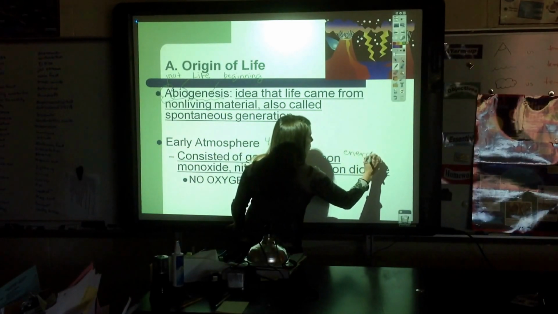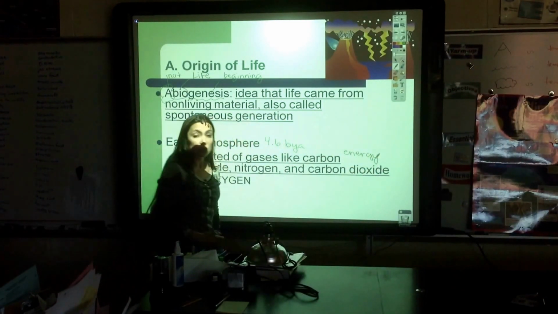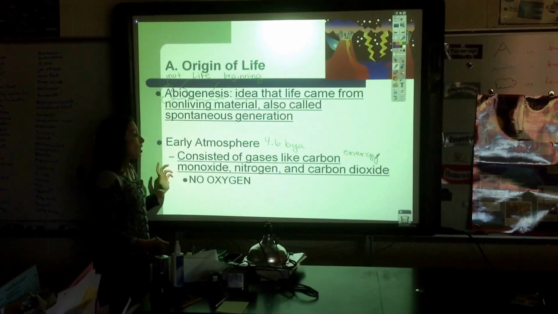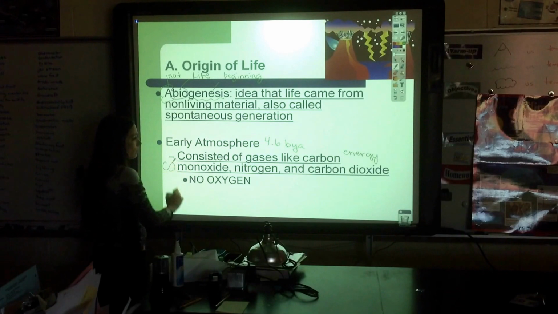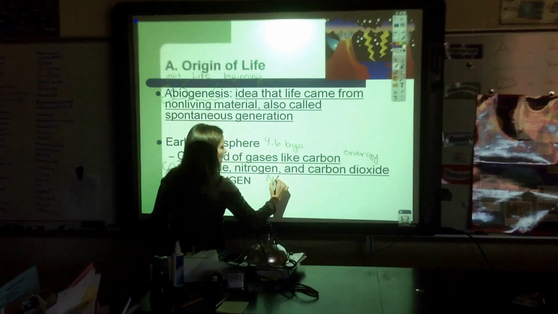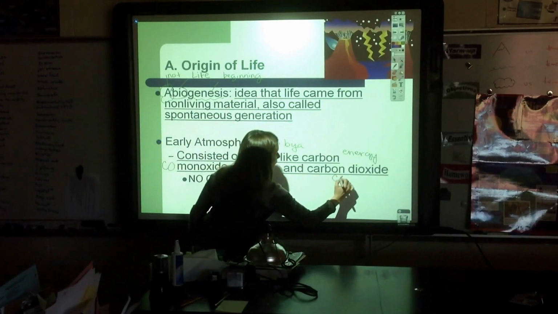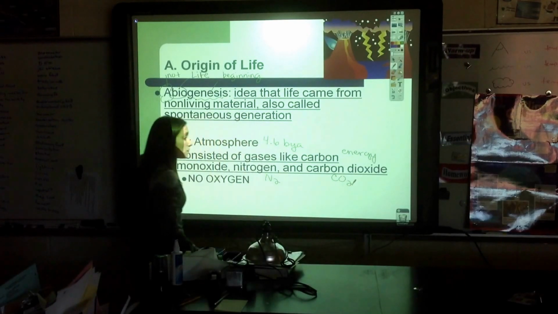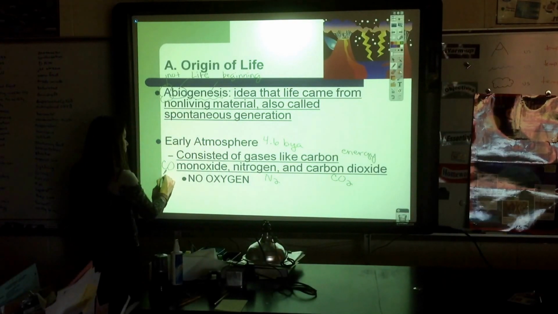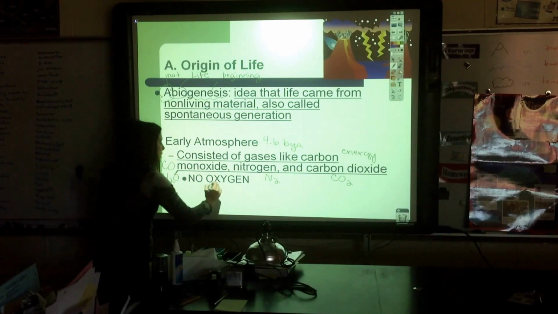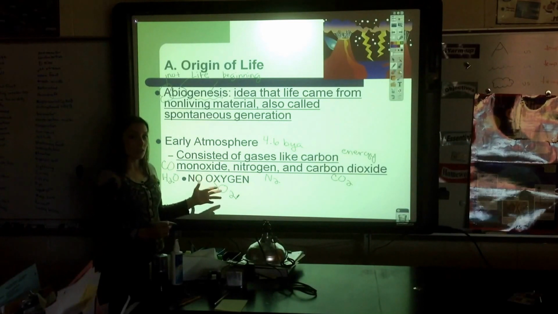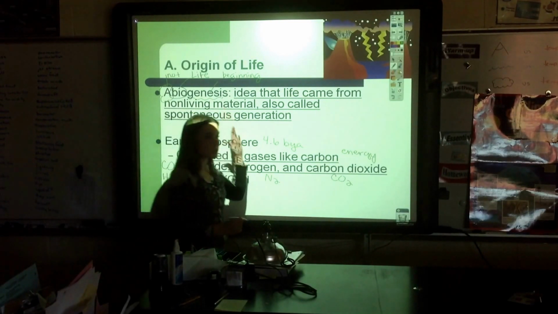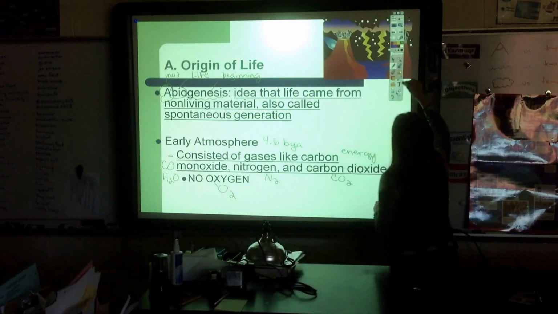There was a lot of energy, volcanic eruptions, thunderstorms. There were gases like carbon monoxide, that's CO, nitrogen like N2, carbon dioxide like CO2, and there was water. There was lots of water on Earth. But there was no oxygen gas. And we can see this through the fossils that we have. And so this gives us a picture of what early Earth was like.